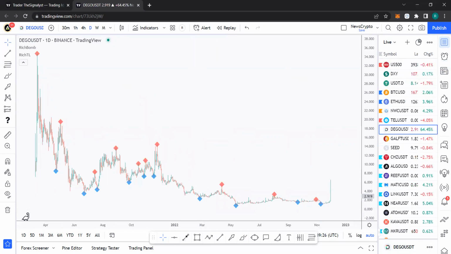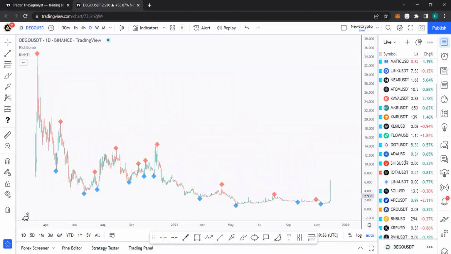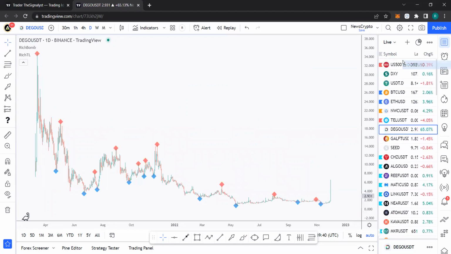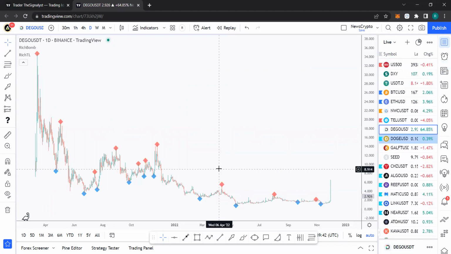Here we go. Next, we've got someone who requested Doge. I guess Doge, we already have it, so let's search for it. Okay, fantastic. Below DEGO. Next, we've got Reef and ICX.